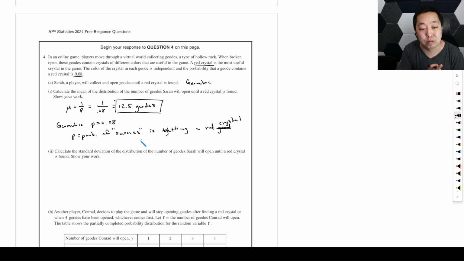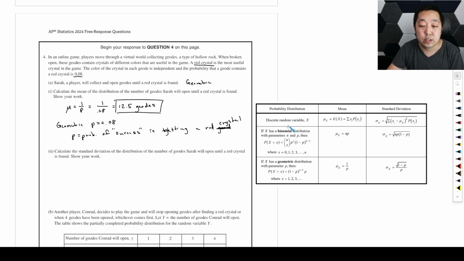I'll look at the scoring rubric in August when it comes out and see if they wanted something more than that. Calculate the standard deviation of the distribution of the number of geodes Sarah will open. Well, standard deviation is just a formula. I'm not going to derive it. It's still geometric, and let me pull up the formula sheet so you can see where the formula is. Here was the mean, and then here's the standard deviation. So sigma x is just going to be this formula, the square root of 1 minus p, over p. Oh, oops. We just write the formula. We already indicated it's geometric, so I don't think you need to do that.